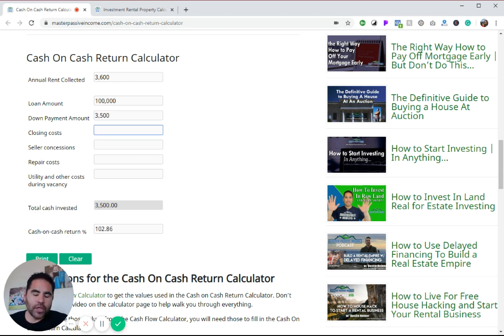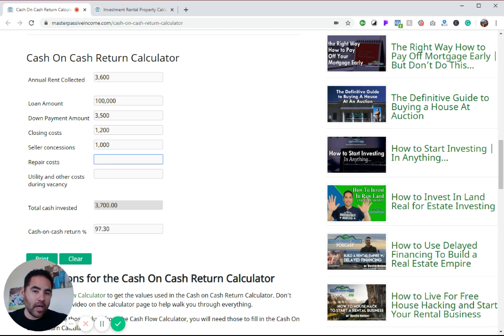Closing costs: you've got to pay your title fees, the transfer fees, recording fees, all that sort of stuff. Let's say it is a total of $1,200. Then we have seller concessions. Let's say you did a good job and you actually talked to the seller and said, hey, I need you to pay for $1,000 of closing costs just because I'm a good guy. I want you to pay that. Then let's say $1,000 that's going back to you. So that's that much less money.